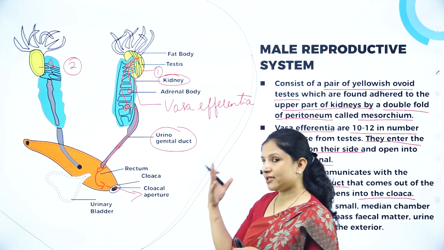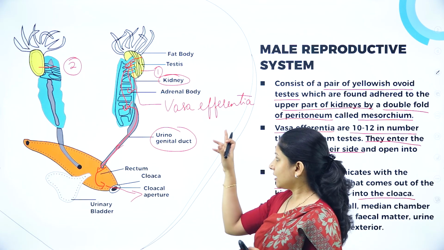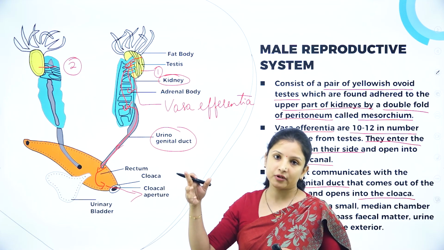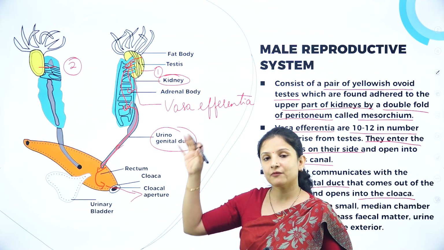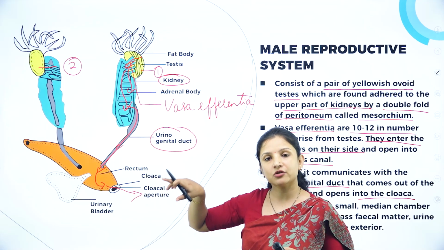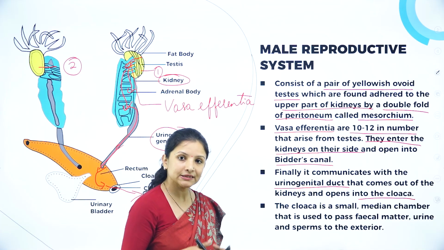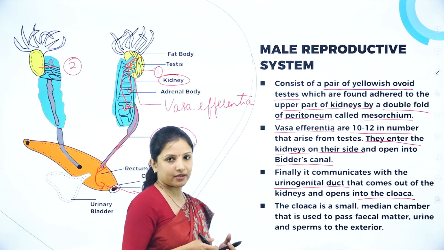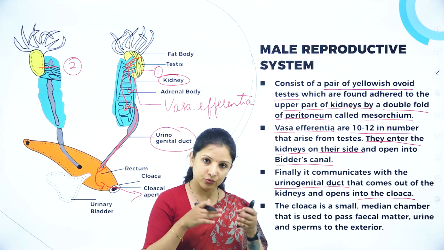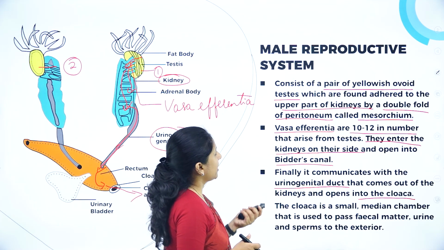Say for example, the digestive system, wherein the intestine will open into the cloaca. Then comes the excretory system, wherein the kidney and then the ureter will open into the cloaca. Again, the reproductive system, wherein from the testes to the vasa efferentia, then to the Bidder's canal, then into the ureter, and then that ureter will open into the cloaca. All the organ systems in the frog open into the cloaca itself. Therefore, it is a chamber where the sperms go in, where the urine also goes in, and also the excretory product goes in. So this is about the male reproductive system.